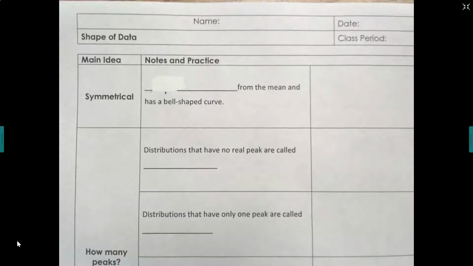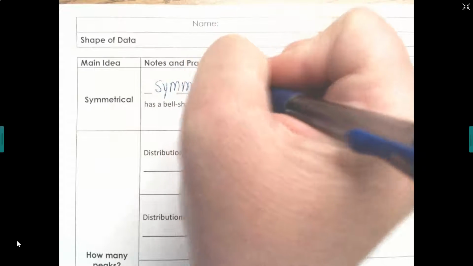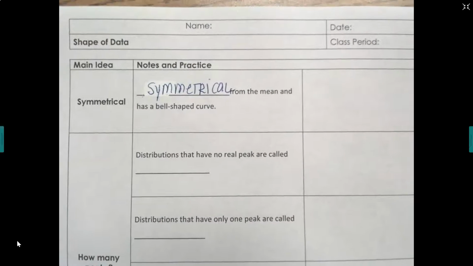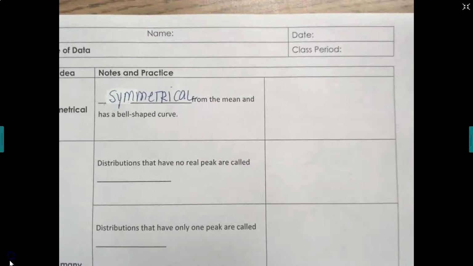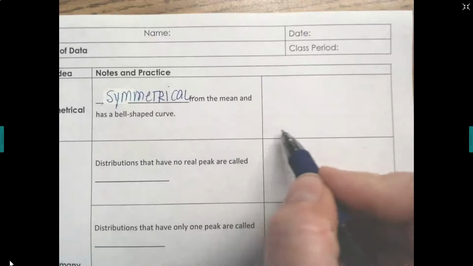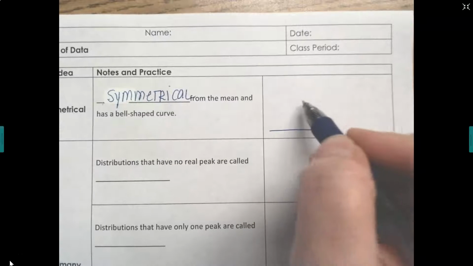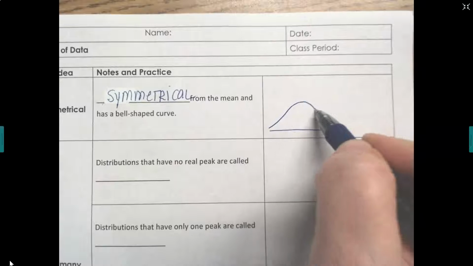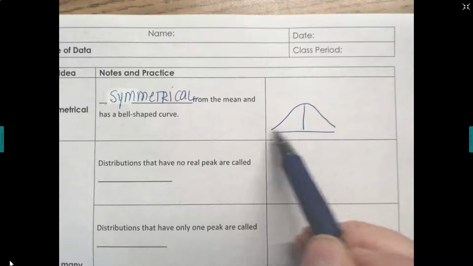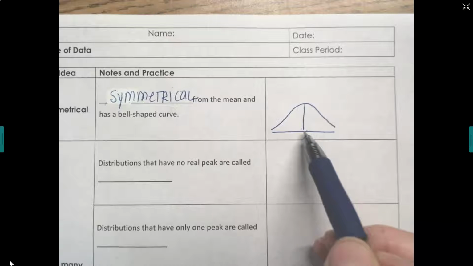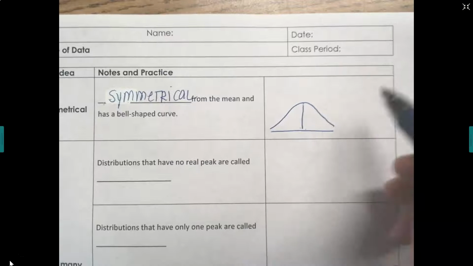All right, the first shape we're going to talk about is symmetrical. And when we say a data set is symmetrical, we're talking about from the mean, which is usually in the center. There are multiple ways to represent data, so I'll show you a couple of different ways. So this would be a curve. Your mean would be right here in the middle, and you can see how they're the same going in both directions from the mean. So that's what we're talking about when we talk about symmetrical.